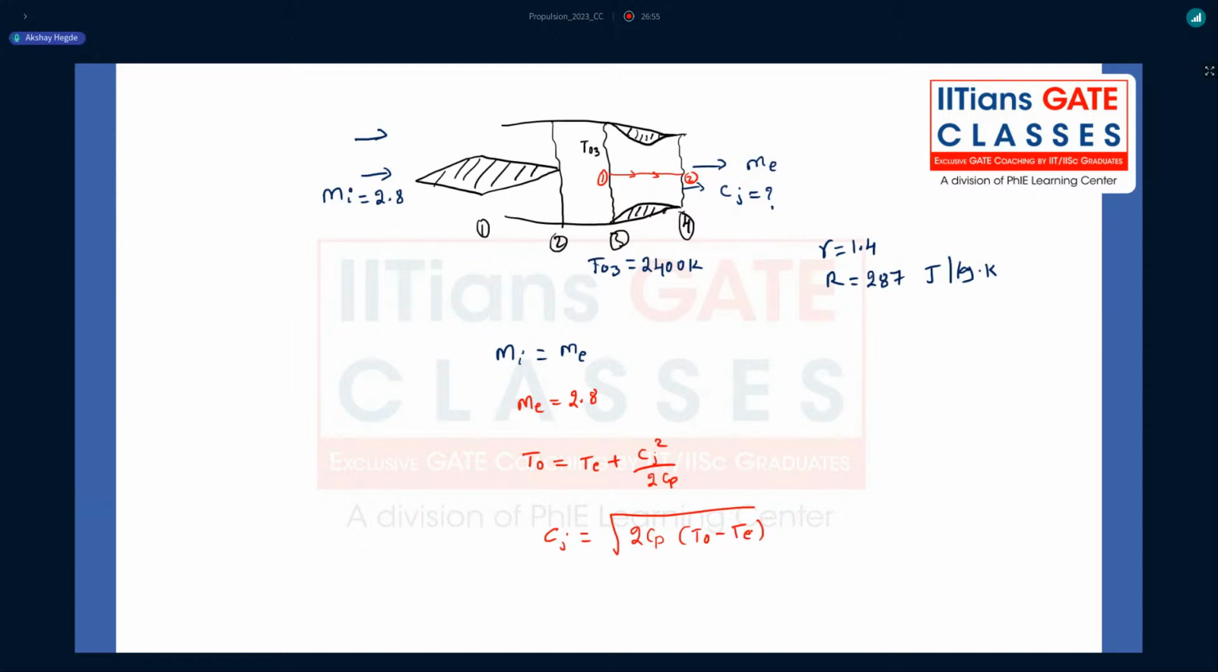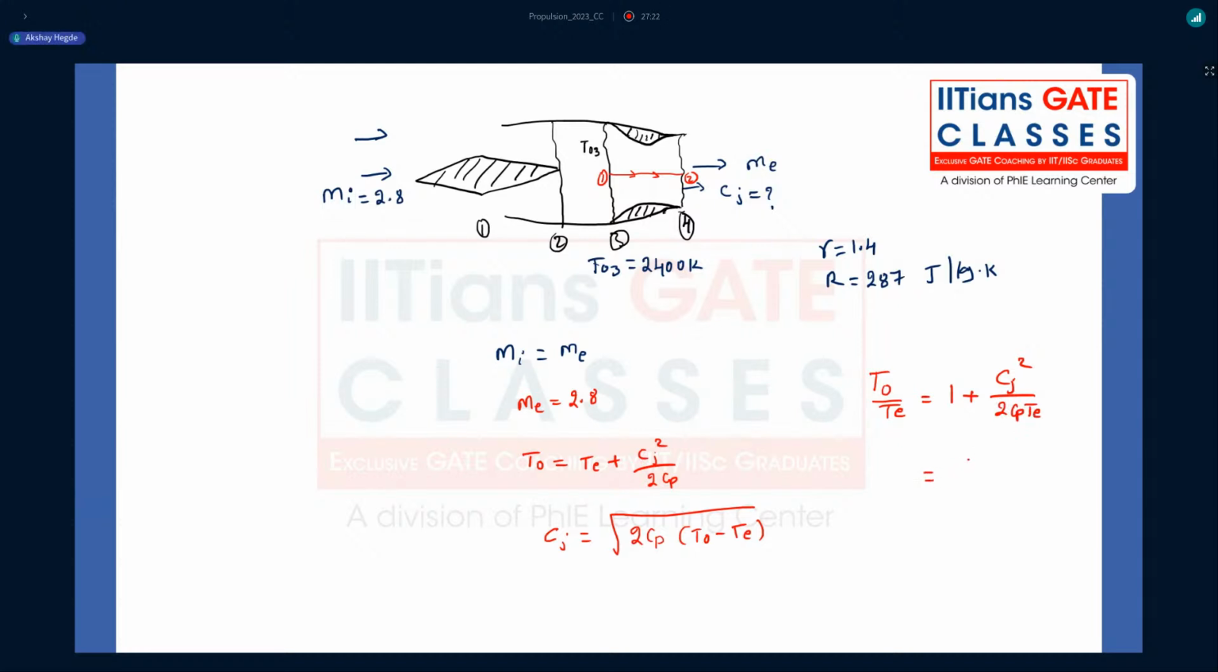And how can I calculate Te? That I can again calculate with the help of the energy equation only, because I know the Mach number. So I can replace this equivalently with the help of the Mach number, that is T0 divided by Te is equal to 1 plus Cj square divided by 2Cp times Te.